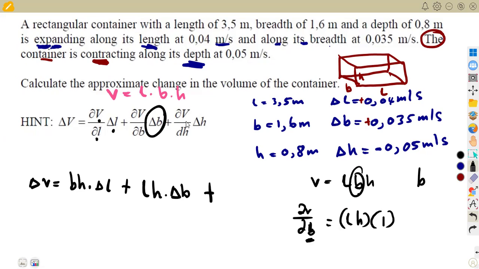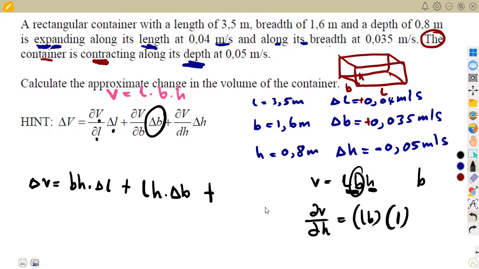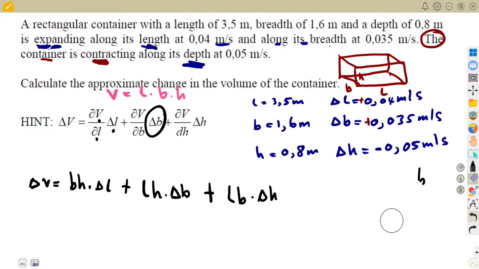Plus the volume with respect to the height. What is going to be the derivative of the volume with respect to the height? It means L and B are constants. So if I differentiate H, I get what? A 1. So this will be LB. So we're going to have length times breadth times the change in the height that you are given, like that. Okay, so this is it. Now this is what you're going to have.